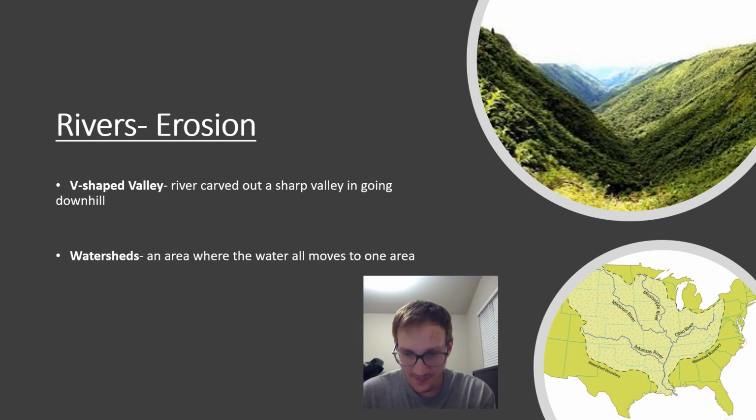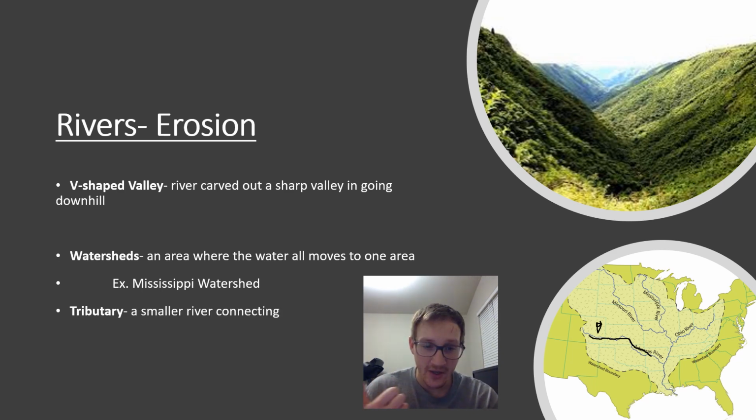Okay, watersheds, as far as erosion goes, are the area where all the water moves to one area. So for example, the Mississippi River watershed that I show here, the boundaries extend to everywhere where the water eventually flows to the Mississippi. So you can tell that even way out here in Colorado, all the water is flowing towards the Mississippi River. It's all flowing down the Arkansas right here to get to the Mississippi River. And that's what we mean by a watershed. So the Mississippi River has a huge watershed, whereas all the water flowing to it.